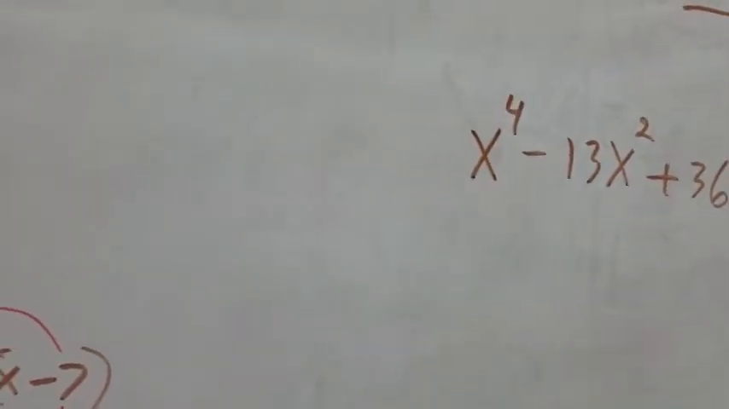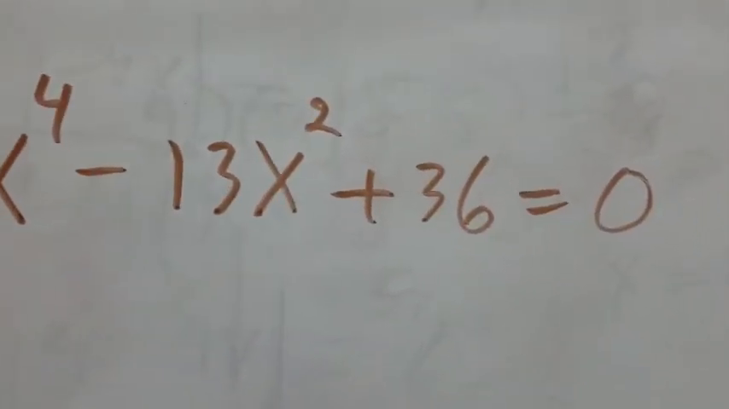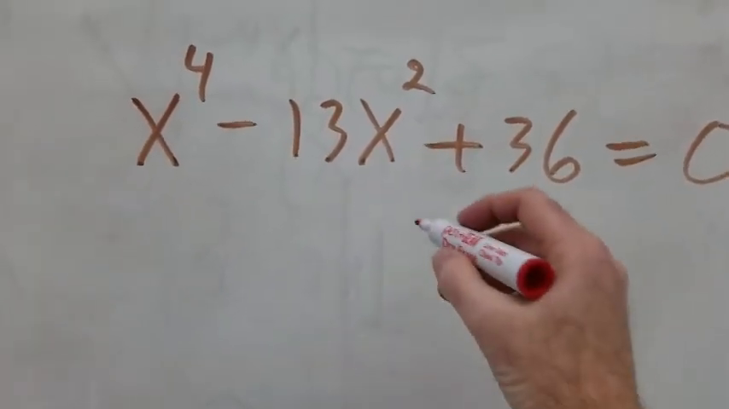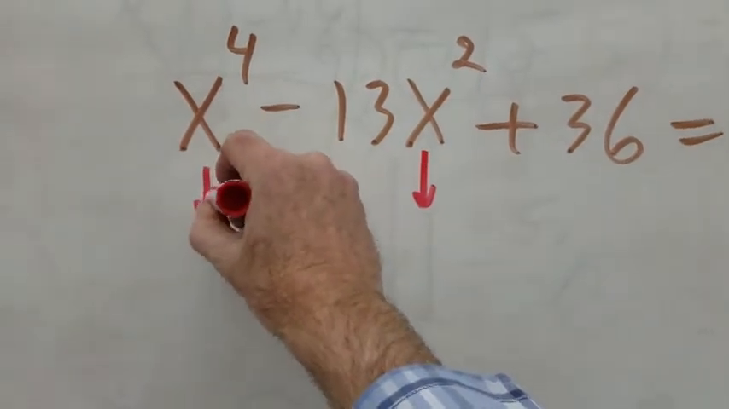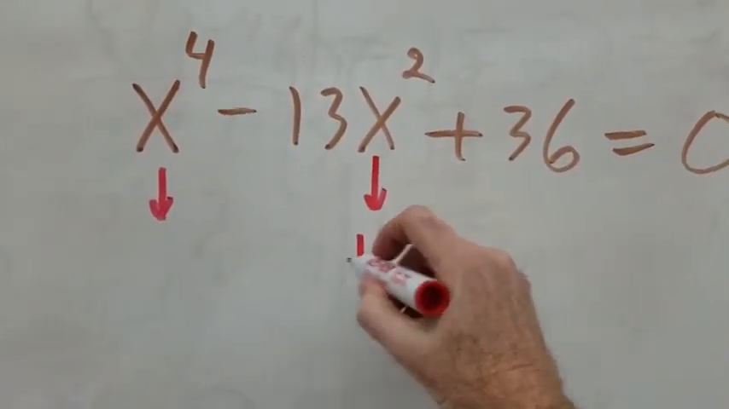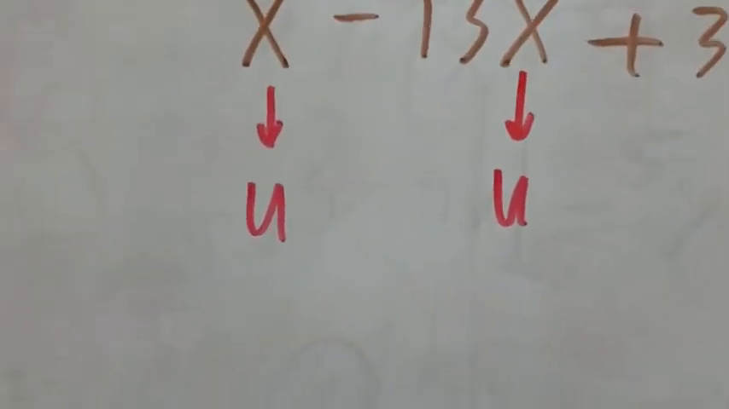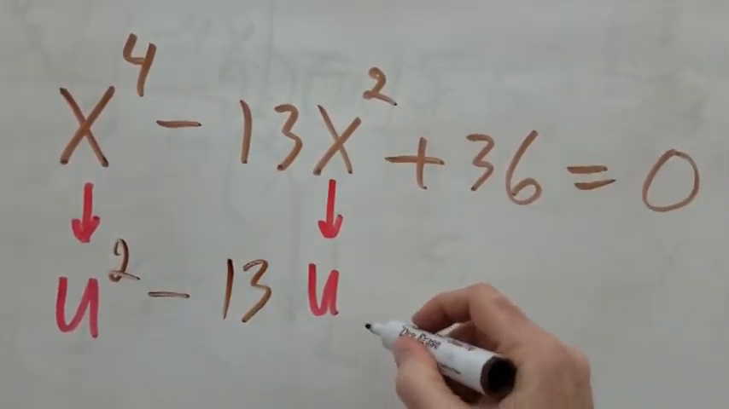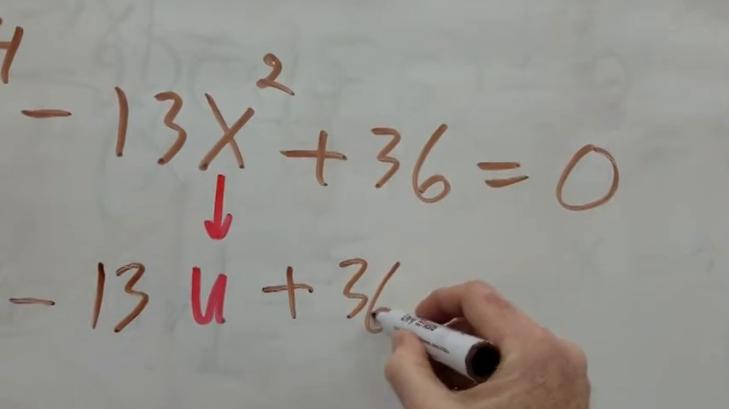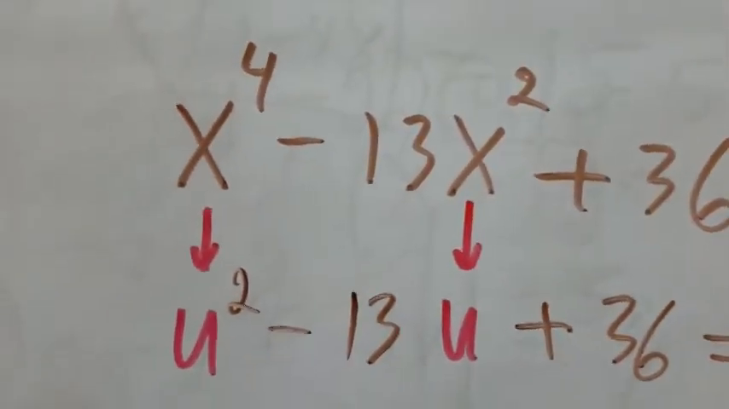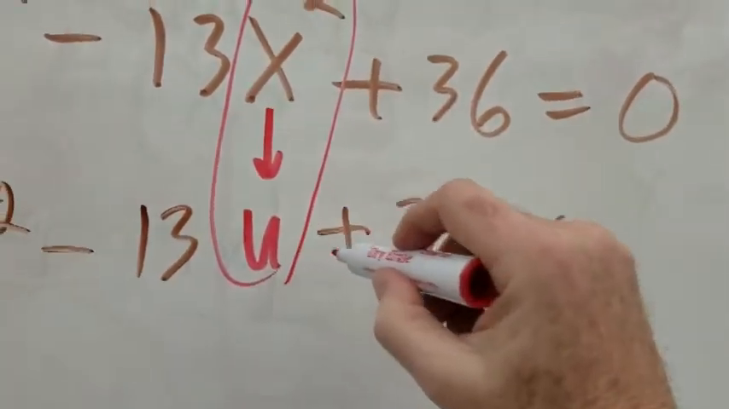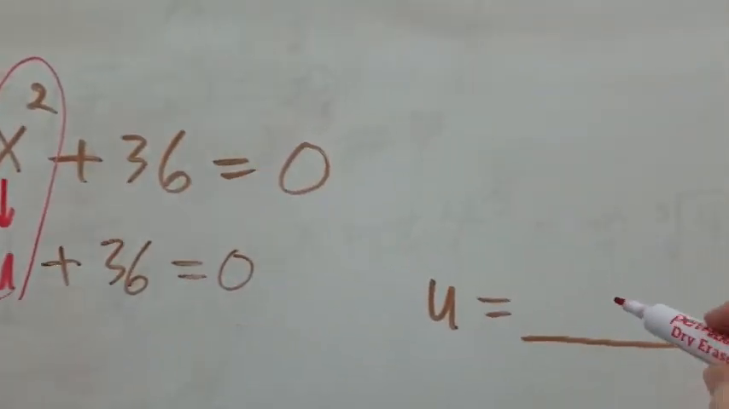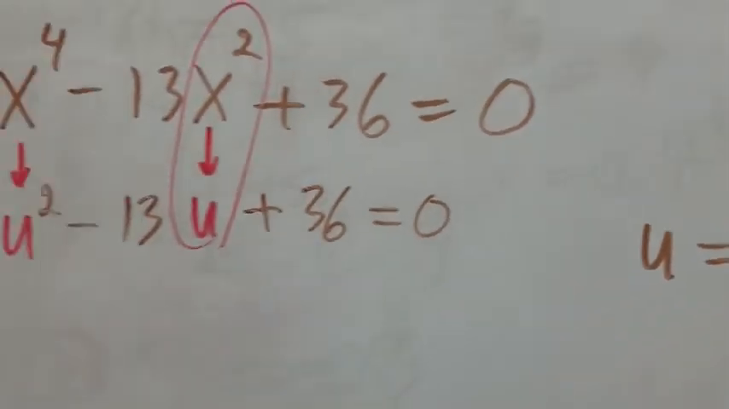Now the next question asks about solving this problem, and it wants to know what is u equal to. So let's do the formula like we've done before. Draw your arrow. Underneath your arrow, put the letter u, and what we want to see is something squared, and here we've got minus 13u, and then put the plus 36. And see what does u equal? Remember, you circle this. Circle that center part. So u equals x squared. That's our first answer there.